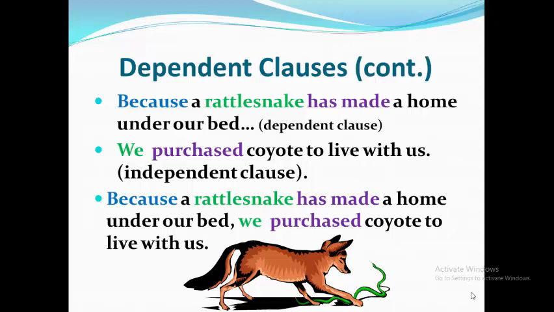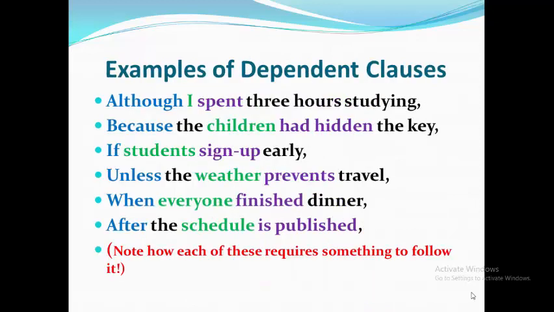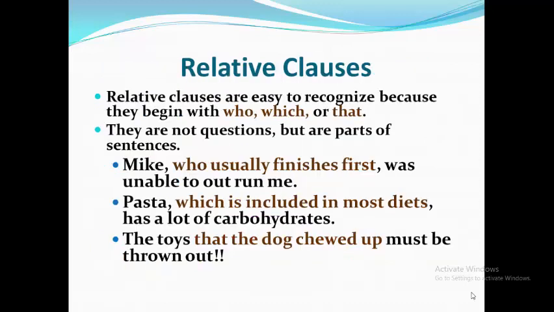Okay, so we have this example. Because a rattlesnake has made a home under our bed, we purchased Coyote to live with us. Examples of dependent clauses: Although I spent 3 hours studying, where is the second sentence? We don't have it. Because children had hidden the key, if students sign up early, etc. So we don't have the second part of the sentence. So the clause here is dependent.